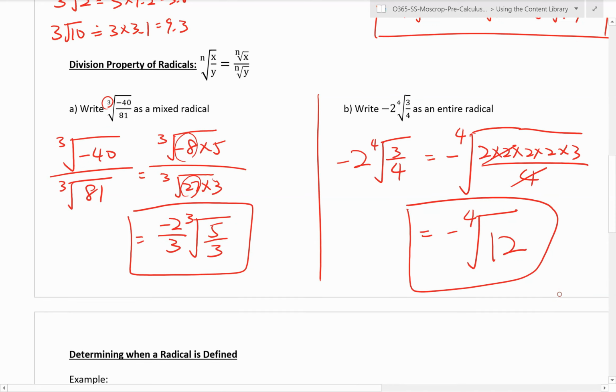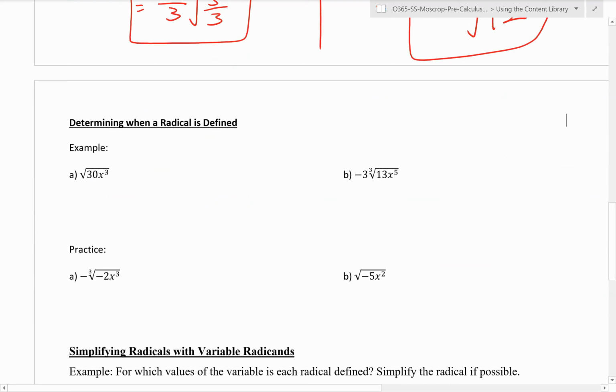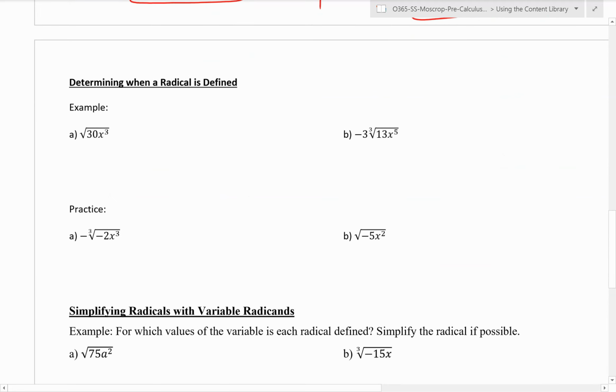Hopefully it wasn't too challenging for you. We are now going to be looking at radicals with variables. Okay, so this is something new. The first question is asking us to determine when a radical is defined. We're looking for when a radical is defined.